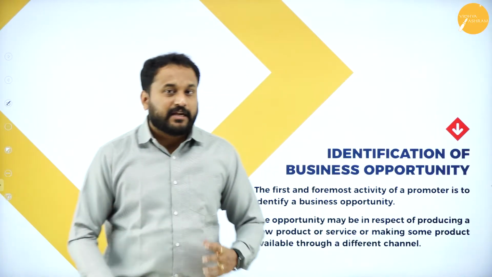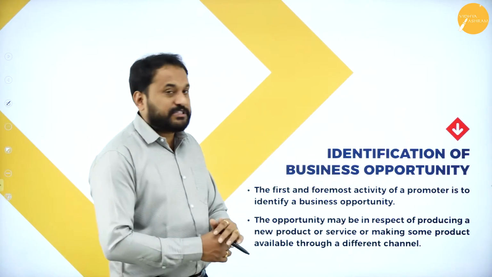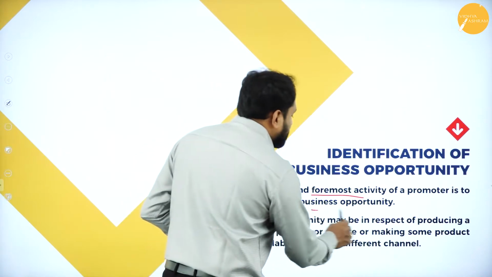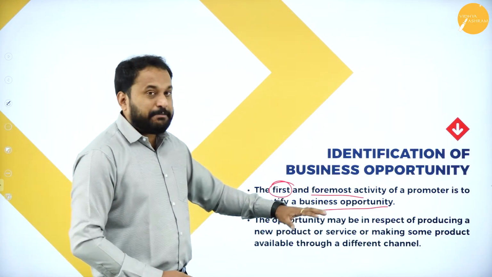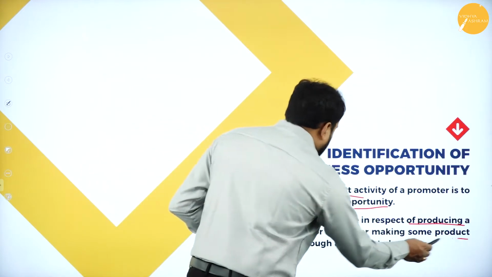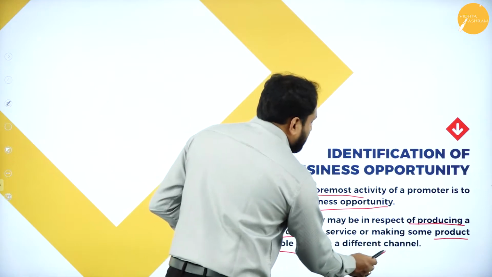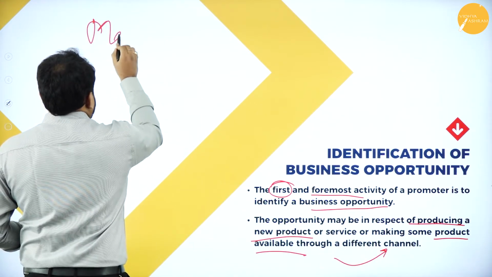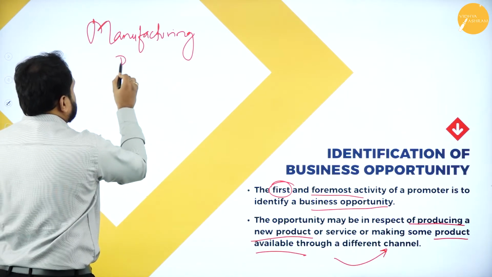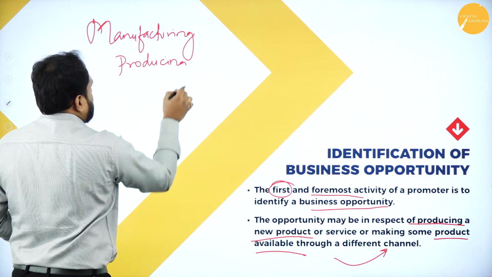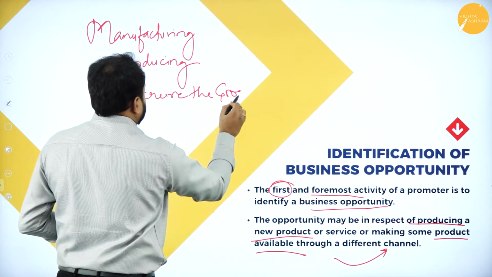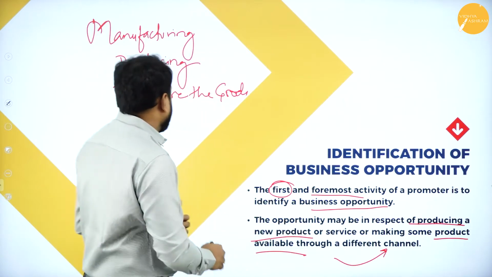Let's check one by one what exactly he needs to do. The first one is identification of business opportunity. The first and foremost activity of a promoter is to identify the business opportunity. The opportunity may be in respect of producing a new product or service or making some product available through a different channel. That means he can go with manufacturing, producing it, or procuring the goods, or he can go with services.